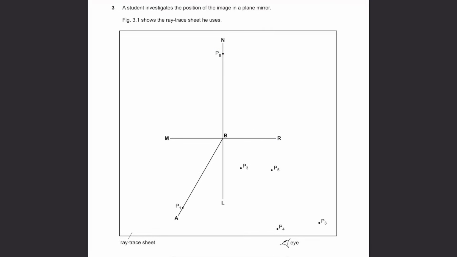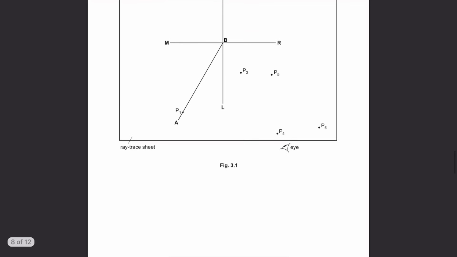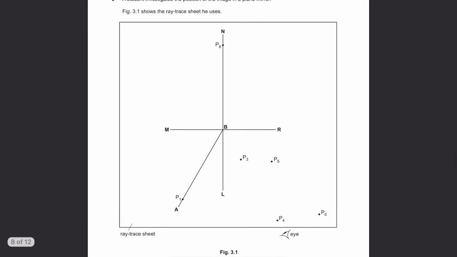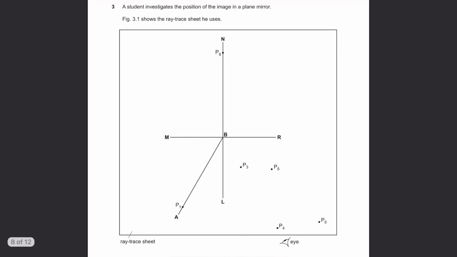Question 3. A student investigates the position of the image in a plane mirror. Figure 3.1 shows the ray trace sheet he uses. Part A. Okay, I'll show you this ray trace sheet on the screen and read out the question so I can explain while indicating on the diagram.